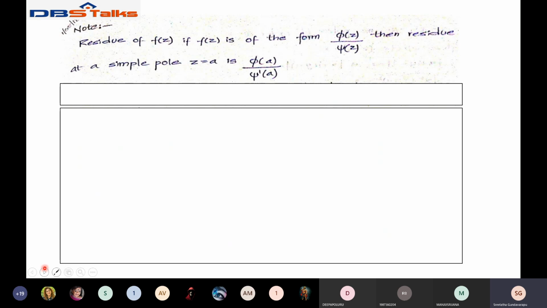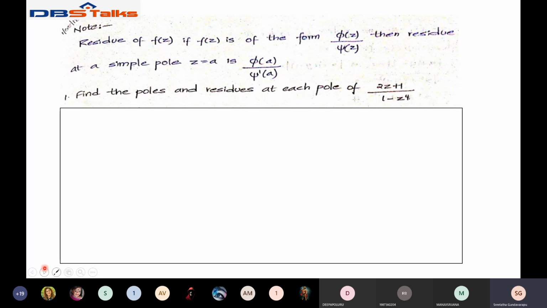The next formula is residue of f(z). If f(z) is of the form phi(z)/psi(z), then residue at a simple pole z equal to a is phi(a)/psi'(a). So this is also a formula for simple pole.